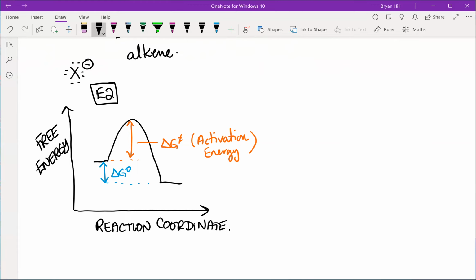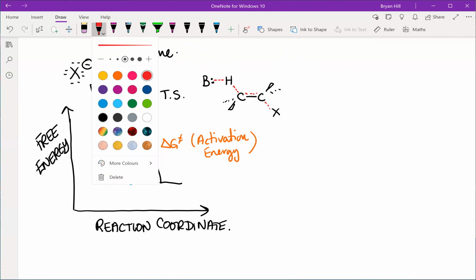Now the transition state here, of course, would be at the top. This would be the transition state. Of course, you couldn't isolate this, but it would look something like this. So we would be forming a bond between the base and the proton. We would be breaking the bond between the proton and the carbon. We would be forming a bond between the two carbon atoms, and we would be breaking the bond between the carbon and the leaving group. So it would look something like this.